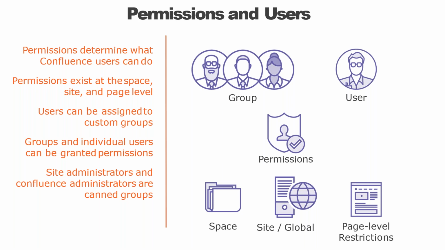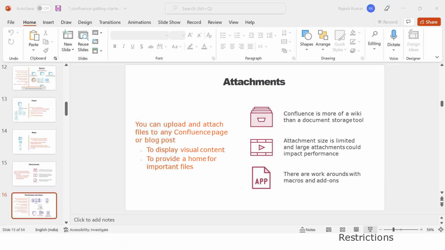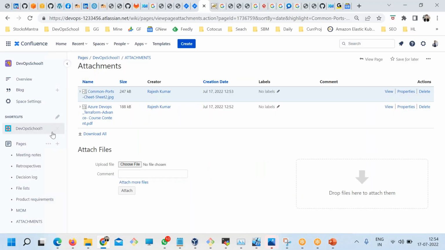Okay, how do you do that? Let me show you. First, let's go to the space level permission. How do you do that? Go to the space settings. Can you see my screen cursor? Space settings.